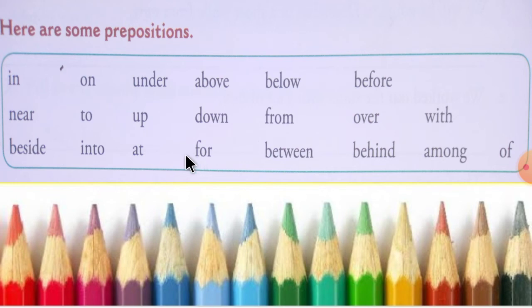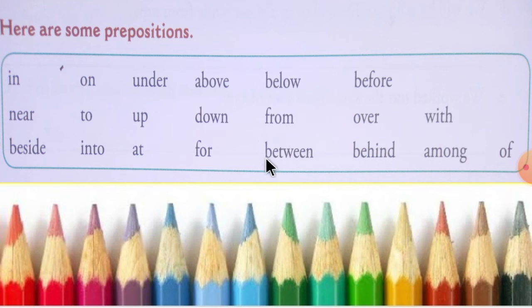Then next is F, O, R, for. Then B, E, L, O, W, below. Then F, R, O, M, from.